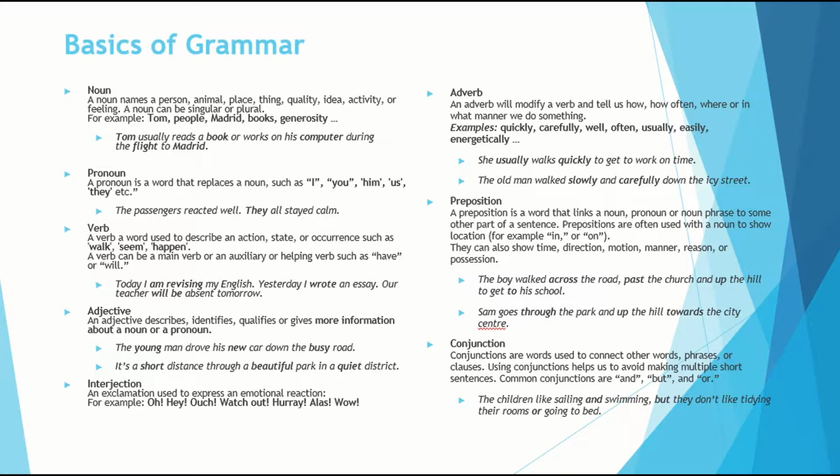What are conjunctions? Conjunctions are words used to connect other words, phrases, or clauses. Words like and, but, or are some commonly used conjunctions. The example that you can consider here is: the children like sailing and swimming, but they don't like tidying their rooms or going to bed. And, but, or are the conjunctions here.